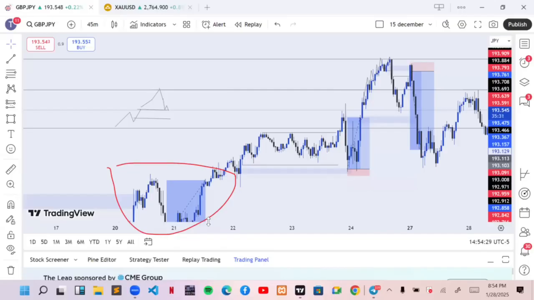Then GBPJPY, because JPY is the Japanese yen, I trade the Asian session and combine it with the London session for GBP. Then gold, I trade during the London session. Do you understand? Because it's gold USD, and the USD there is the New York session, but I don't really trade New York. I just trade the Asian session and then the London session. That's usually what I trade.